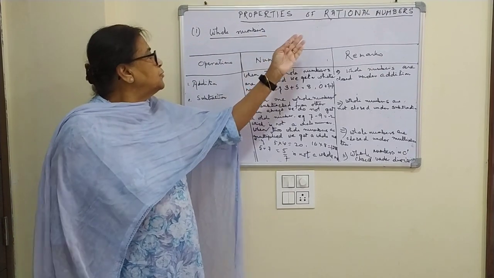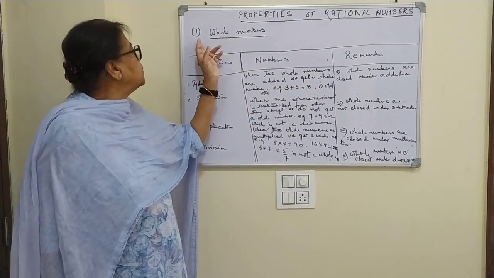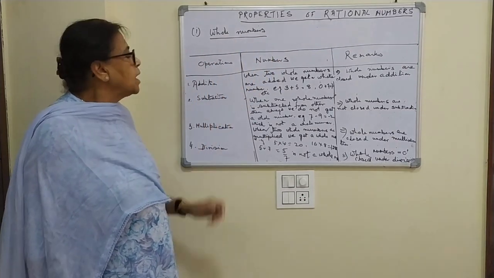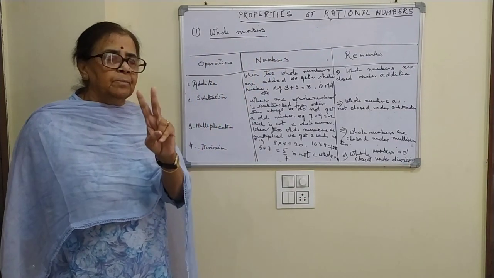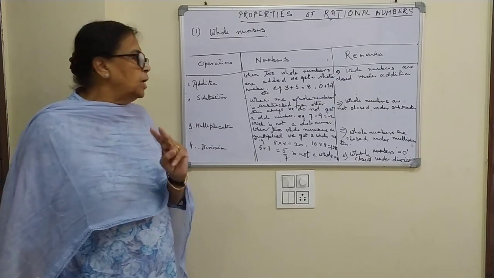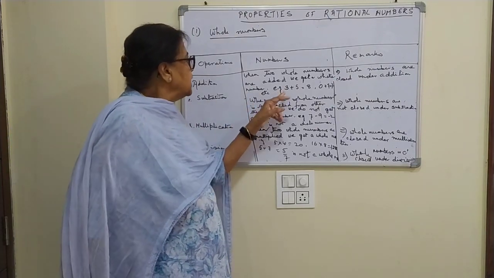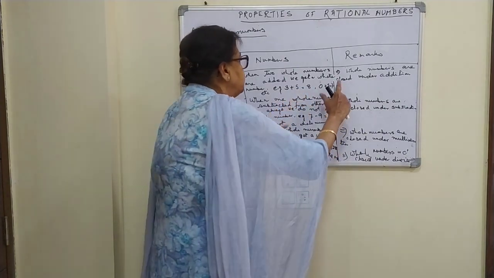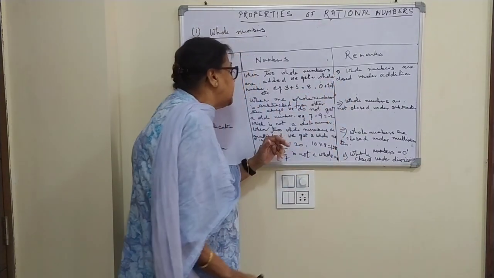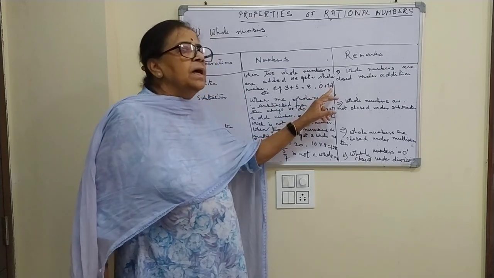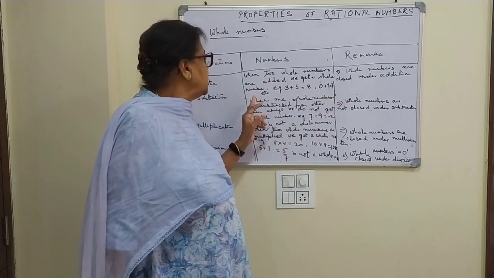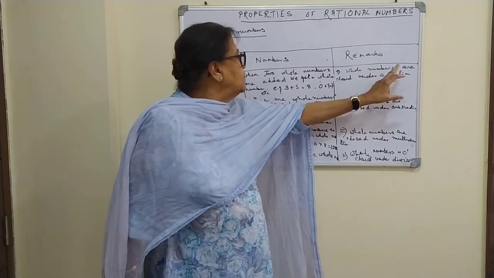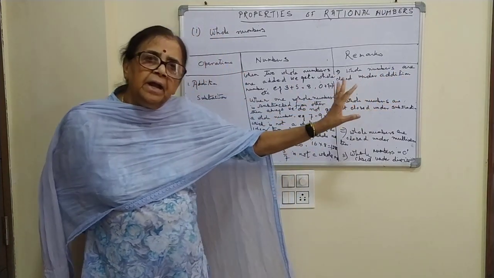Now, properties of whole numbers. Let us study them for whole numbers. When we add two whole numbers, we get a whole number. Look here: 3 plus 5 is equal to 8, and 0 plus 7 is equal to 7, etc. So whole numbers are closed under addition.